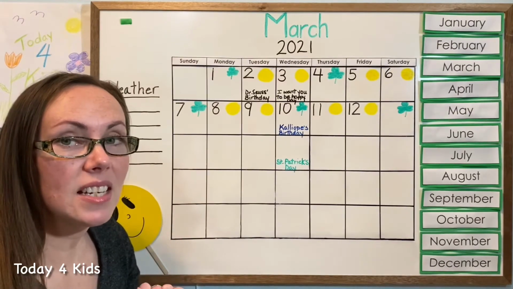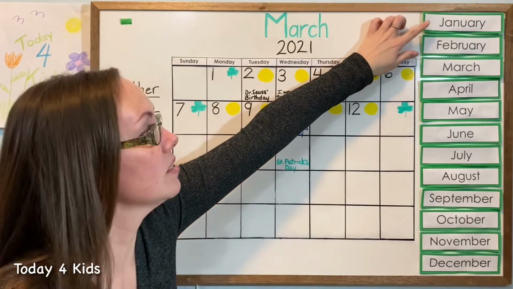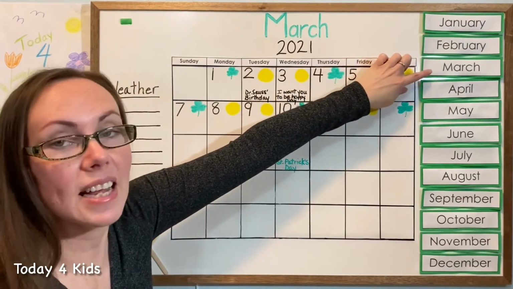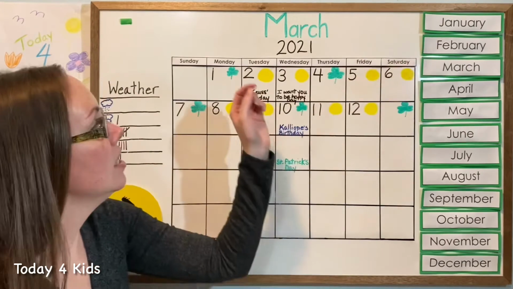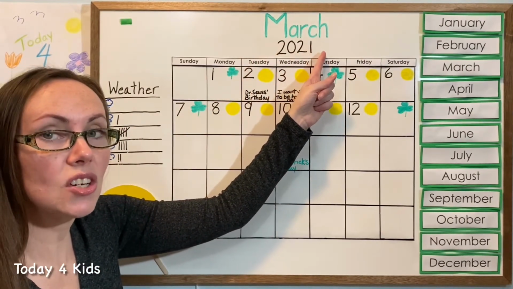And do you remember what month it is this month? I'll give you a hint. It's the 3rd month. If we go back to the top and count down 3 months, 1, 2, 3, that's the month that we're in, and it is March. So we have printed March at the top of our calendar so that we can always quickly glance at the calendar and know what month it is.